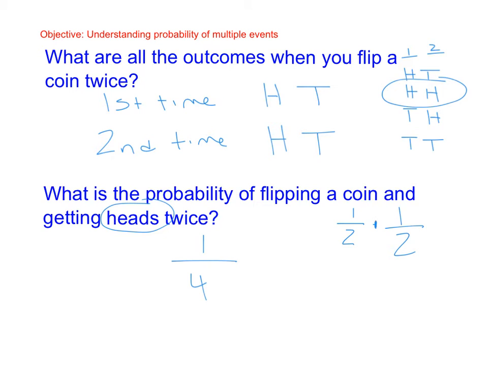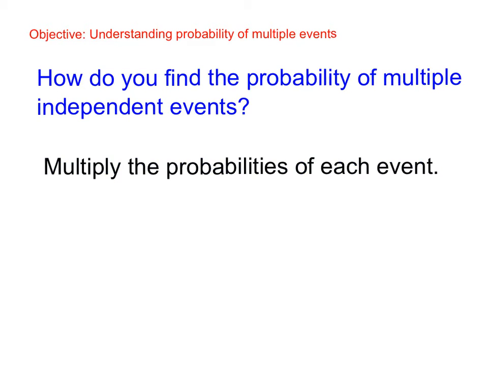I just multiply, right? Whenever you have multiple experiments, I'm doing something and then I'm doing something else. You want to really pay attention to how many times you're doing something versus just picking all of the red marbles or whatever it is. So I'm doing 2 experiments, so I multiply. Right? And that's called independent events. So how do you find the probability of multiple independent events?